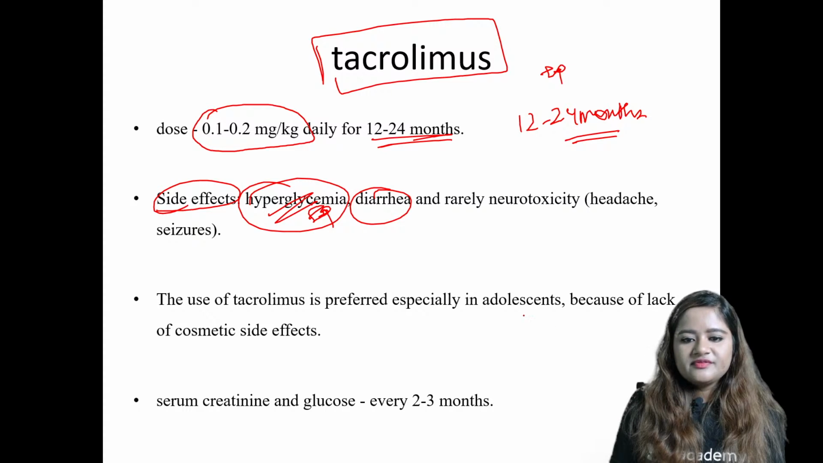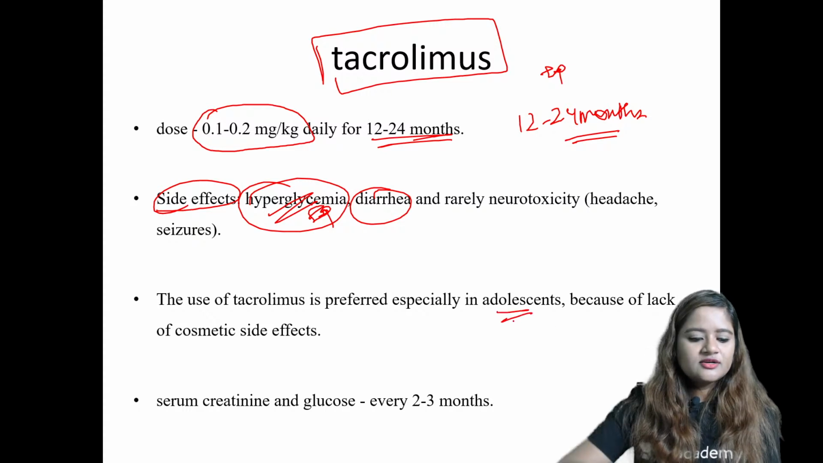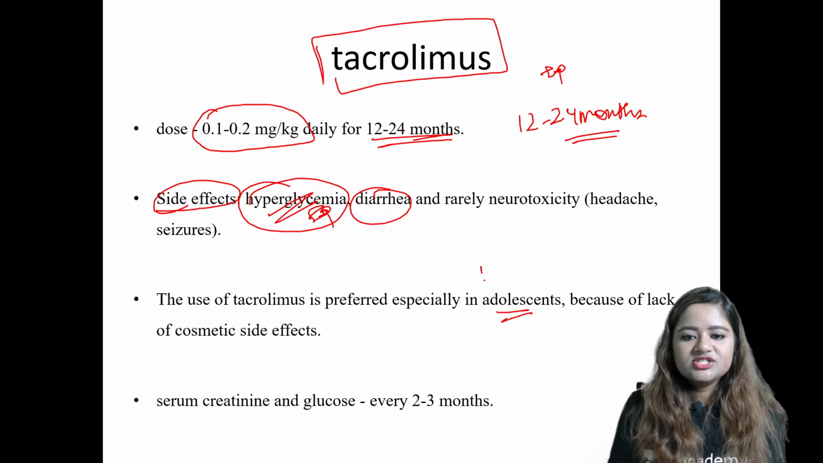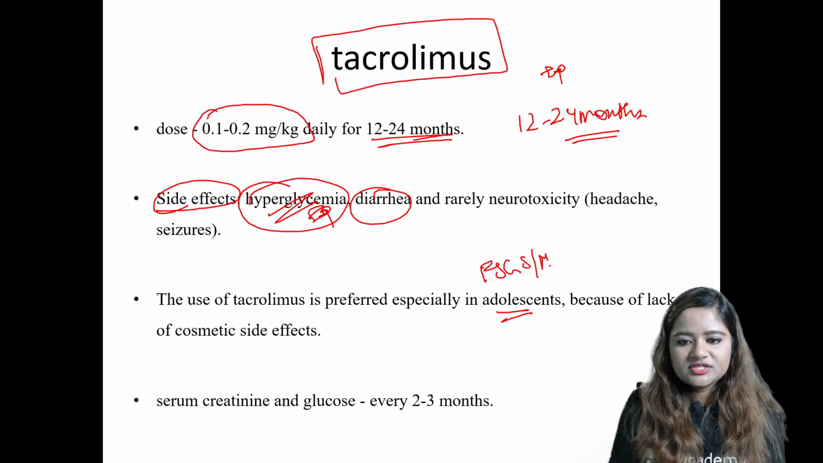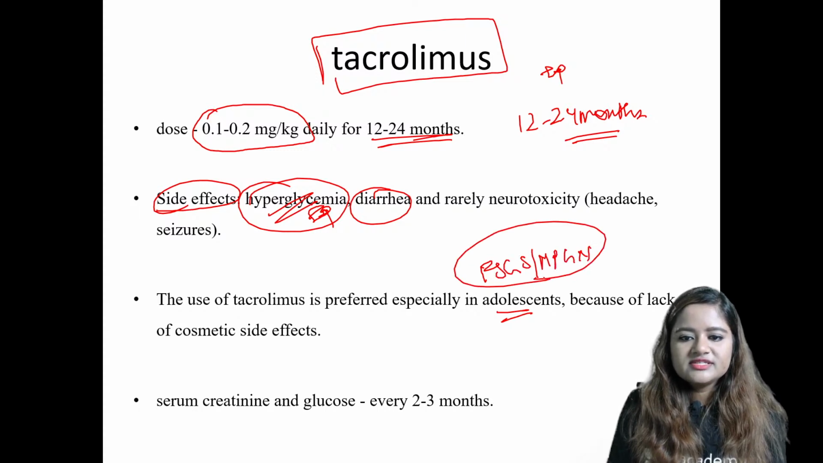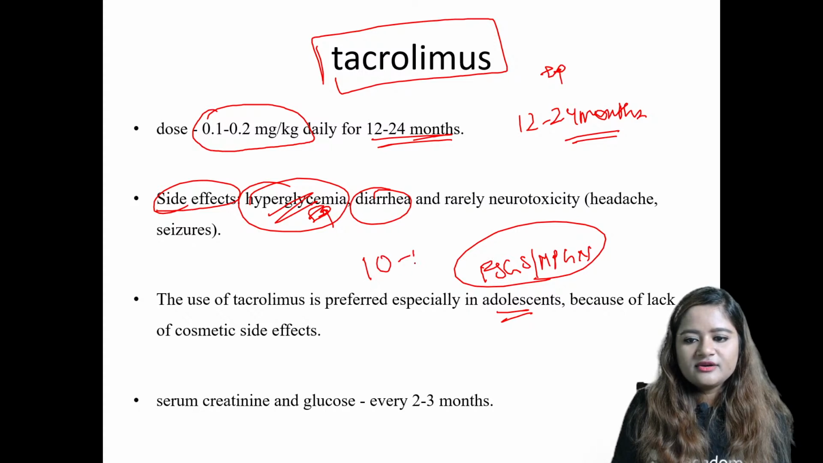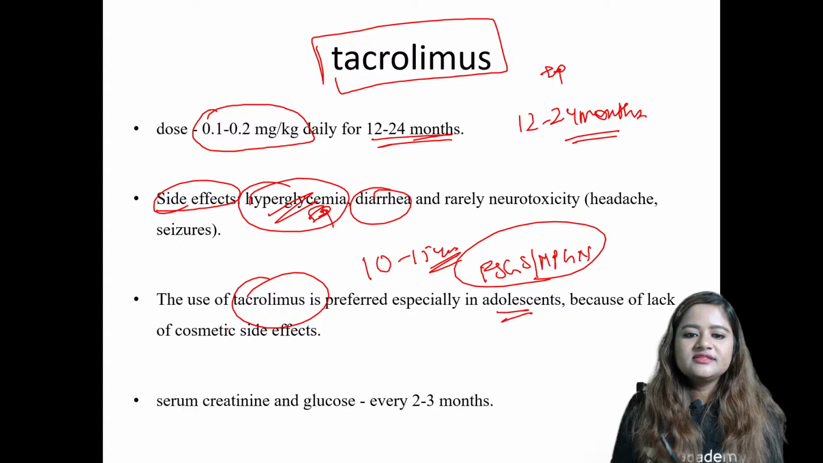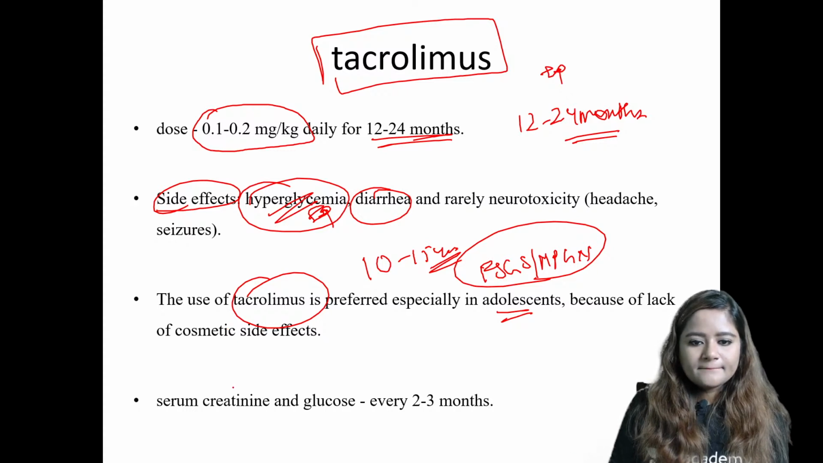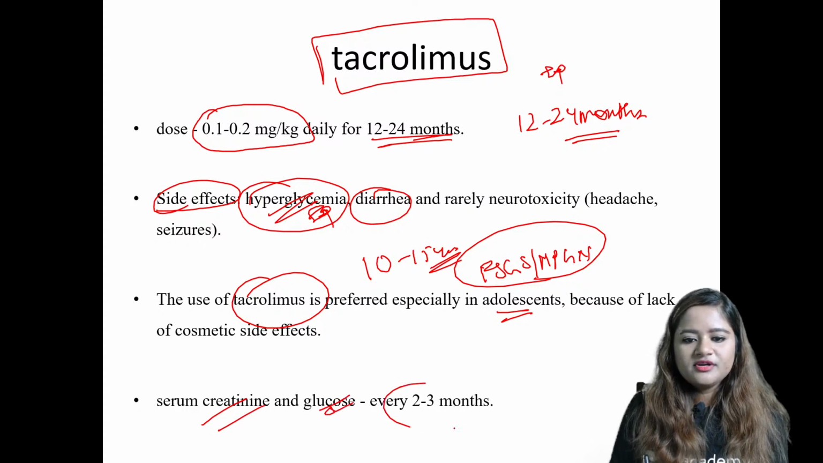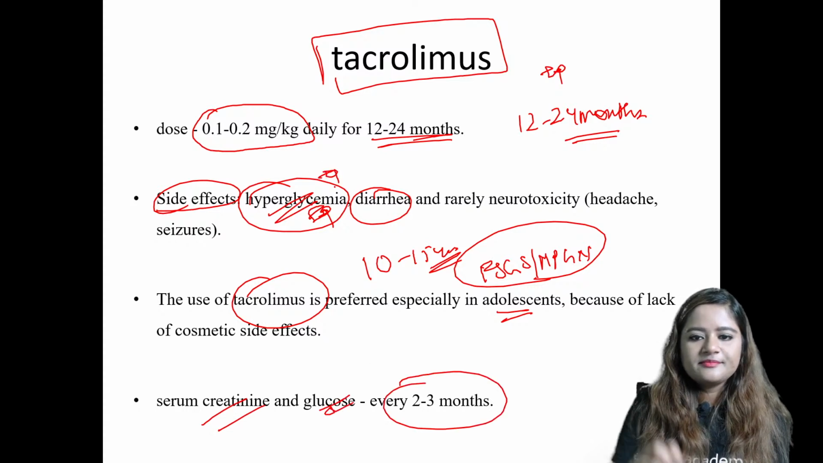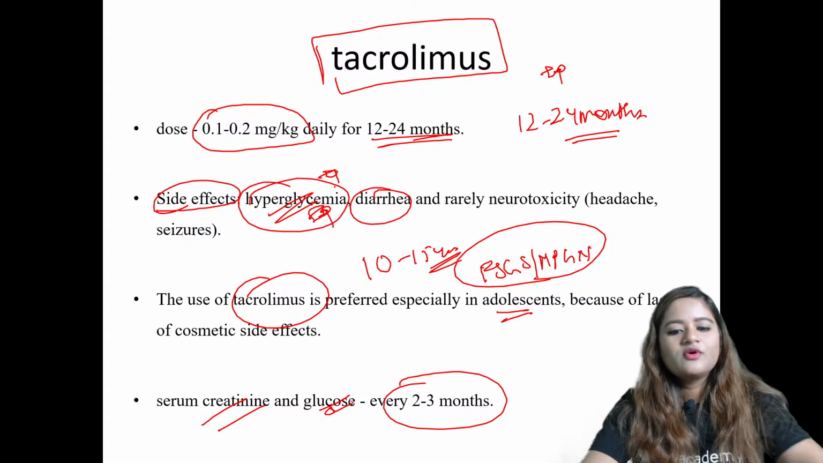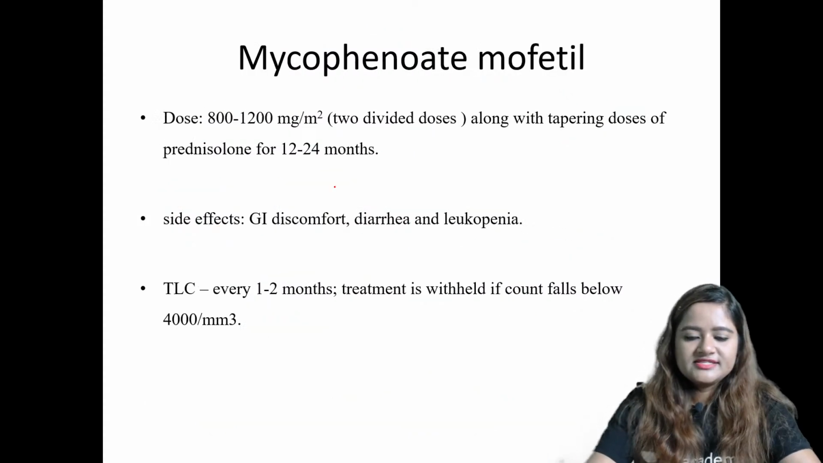Now it is basically used in adolescents or patients who have atypical presentation like FSGS and MPGN types, because the age group is different for these. They present from 10 to 15 years. So you are mostly using tacrolimus in the adolescent age group. Serum creatinine and glucose monitoring is important because the most common side effect is hyperglycemia. So to monitor hyperglycemia, you have to see the RBS levels.